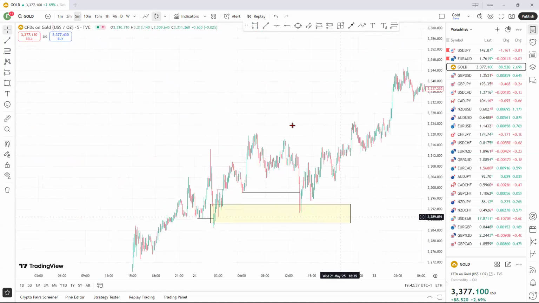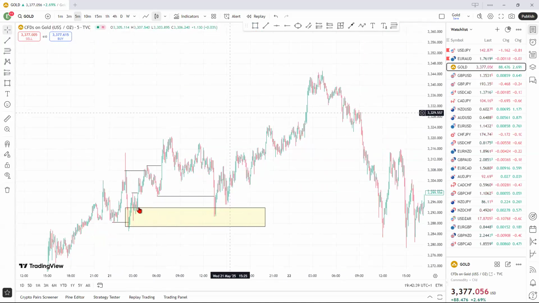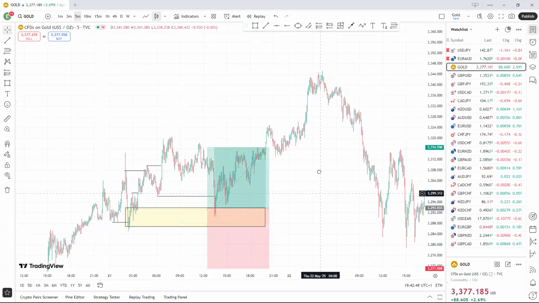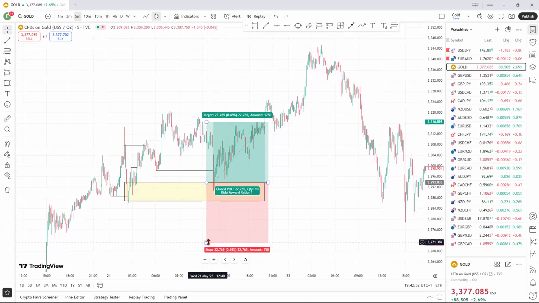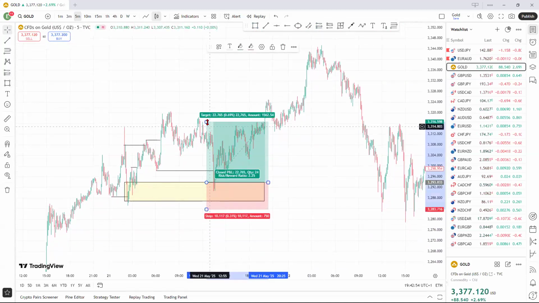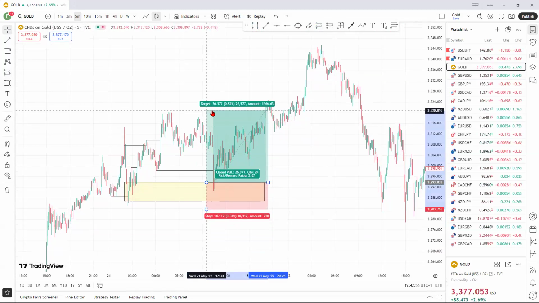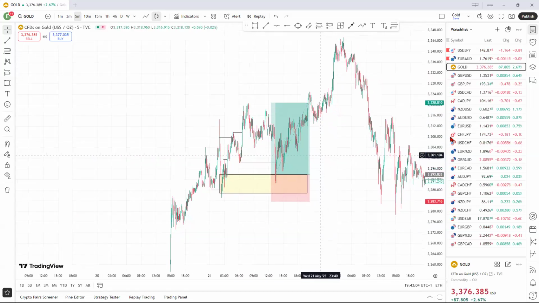That's it. This is a pretty simple one, and this is 5 minutes on gold. Gold is very volatile. So if you had entered, this would have been your TP, somewhere around here, because this is your highest high. So this is a ratio of 1 to 2.67.